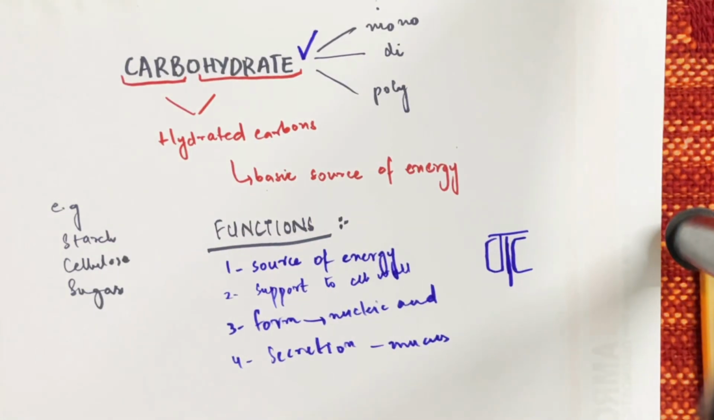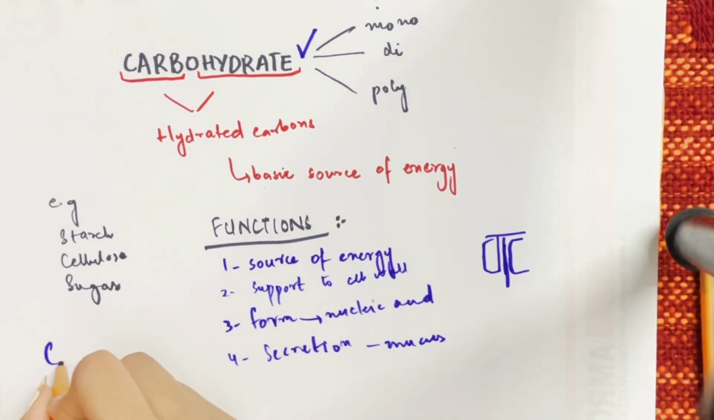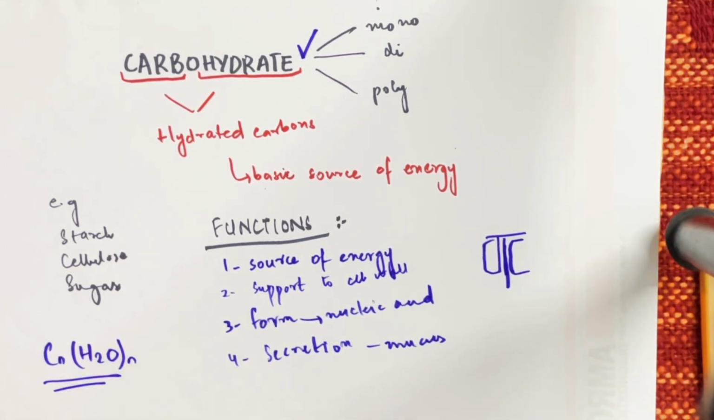Alright, let's talk about the formula of the carbohydrate, which is CnH2O. This is the formula of the carbohydrate, from which you can calculate the amount of hydrated carbon present in any compound. Along with the functions, you need to learn the formula of the carbohydrate and also how the classification of carbohydrate takes place, which we are going to learn in the next slide.